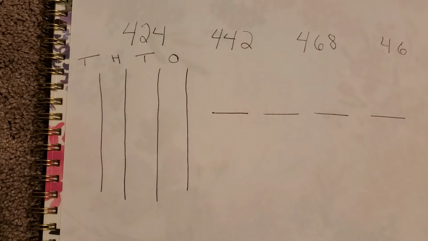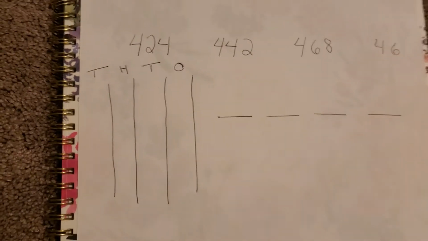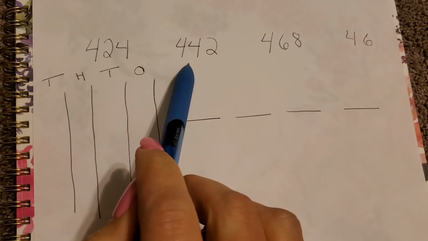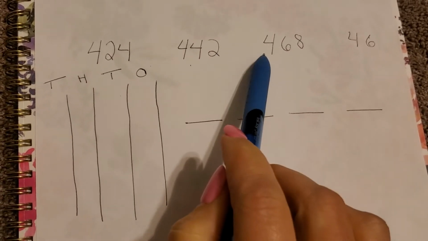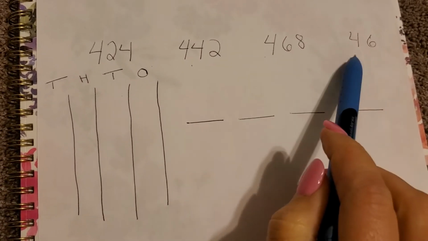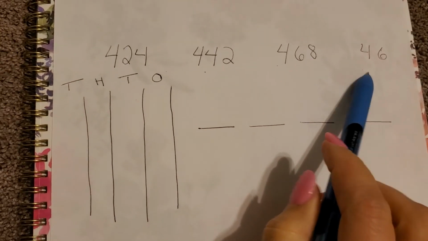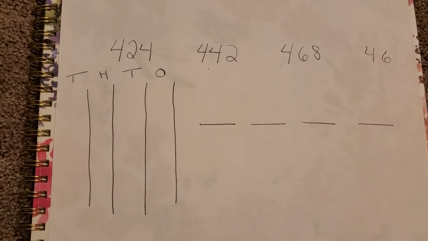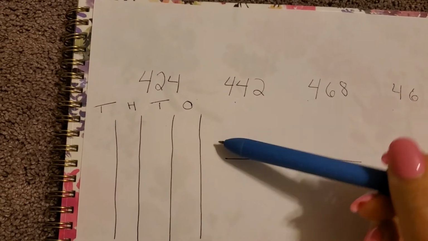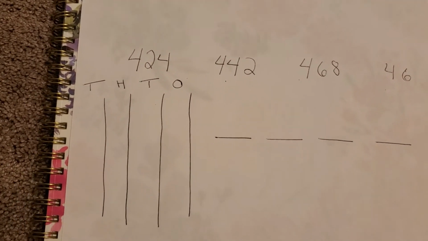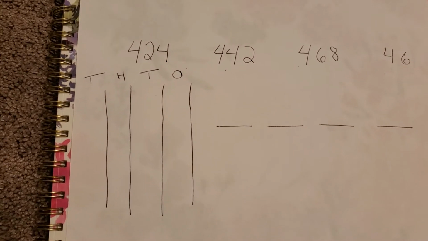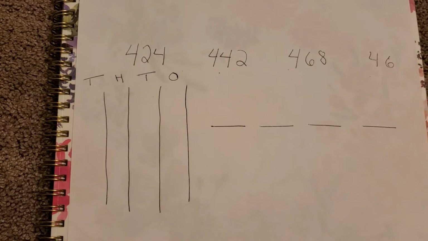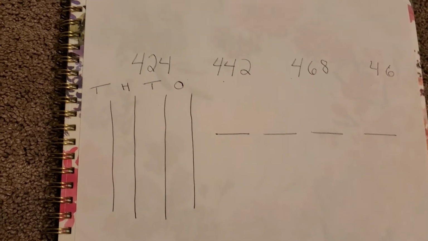Okay, let's go up one place value. We have 424, 442, 468, and 46. I want you to go ahead and push pause on this video, and you're going to draw a place value chart and go ahead and plug in all your numbers on the place value chart. Once you have that done, go ahead and hit play again.